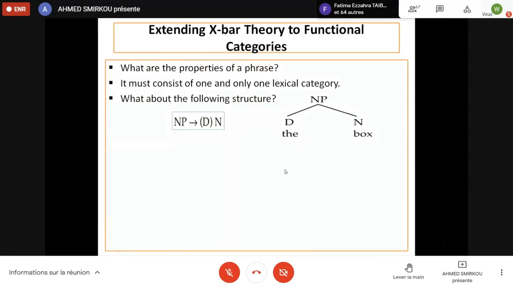Now, since the determiner is also a lexical category, it has the ability to head the phrase, rather than the noun. So remember, if there are two lexical categories, as we have here, determiner and noun, it means that both have the ability to head the phrase because both of them are lexical. So this phrase can be called noun phrase or determiner phrase.